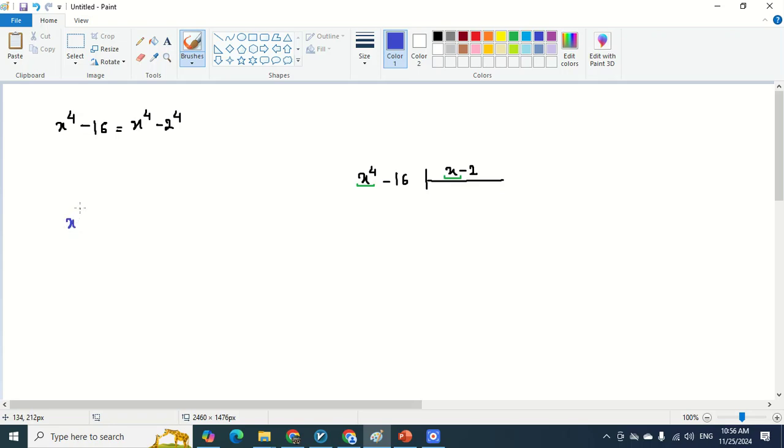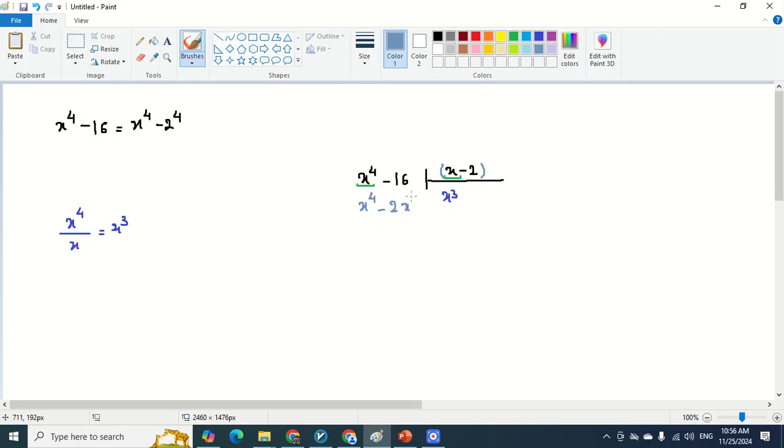The greatest exponent is x^4, and I should divide it by the greatest exponent of the divisor, which is x. If I divide x^4 by x, the result will be x cubed. So I write x cubed here, and then I multiply this x cubed by the given term x minus 2. Then I have x^3 times x, which is x^4, minus 2 times x cubed.